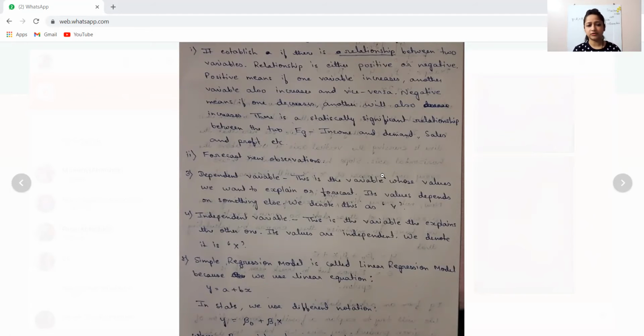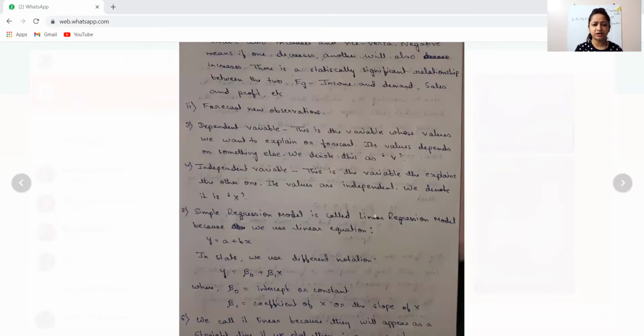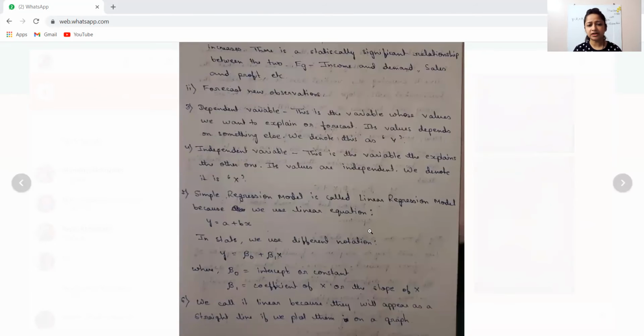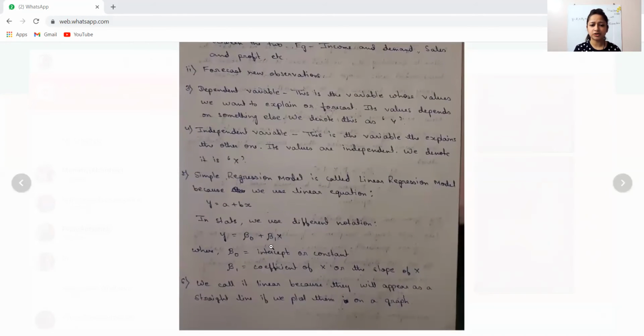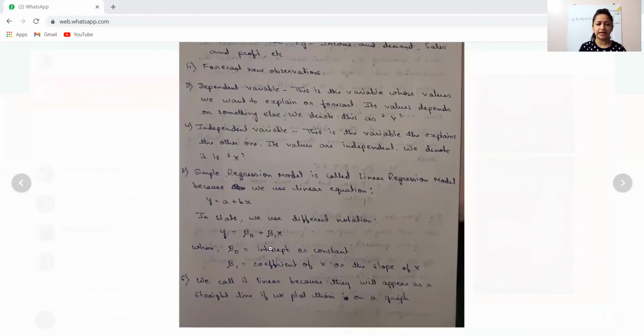And forecast new observations. This is the main thing. Dependent variable, independent variable. A simple regression model is also called a linear regression model because we use the linear equation y equals a plus bx. In stats, we use different notation: y equals beta 0 plus beta 1 x. I have used beta 1 plus beta 2. You can use beta 0 plus beta 1. In books, we get this equation, beta 0 plus beta 1 x.